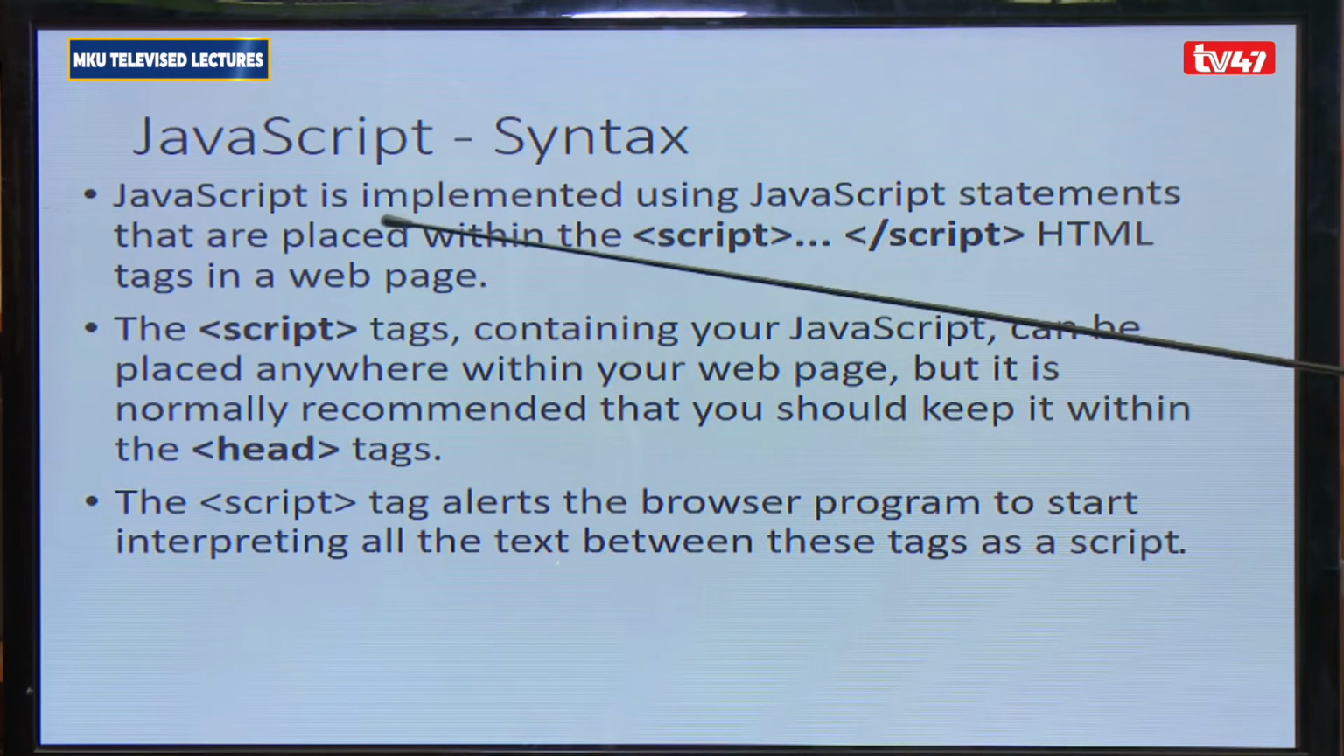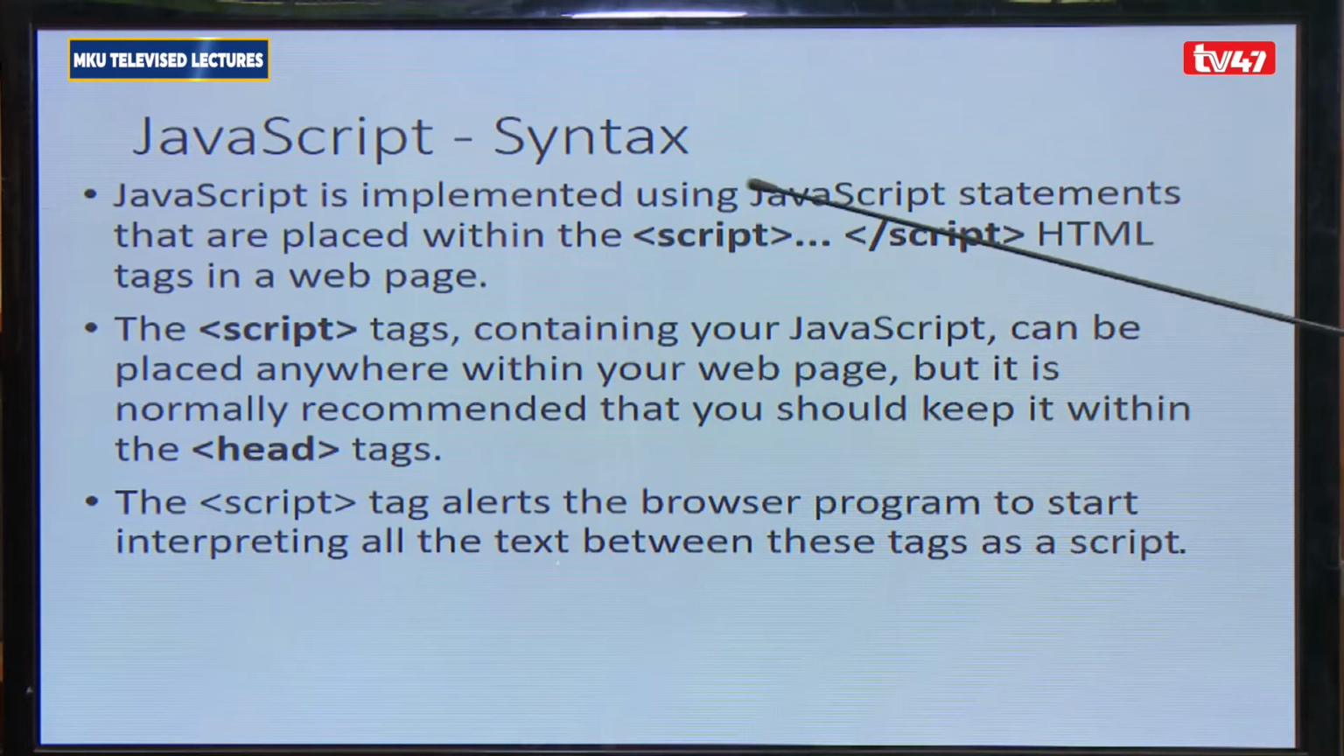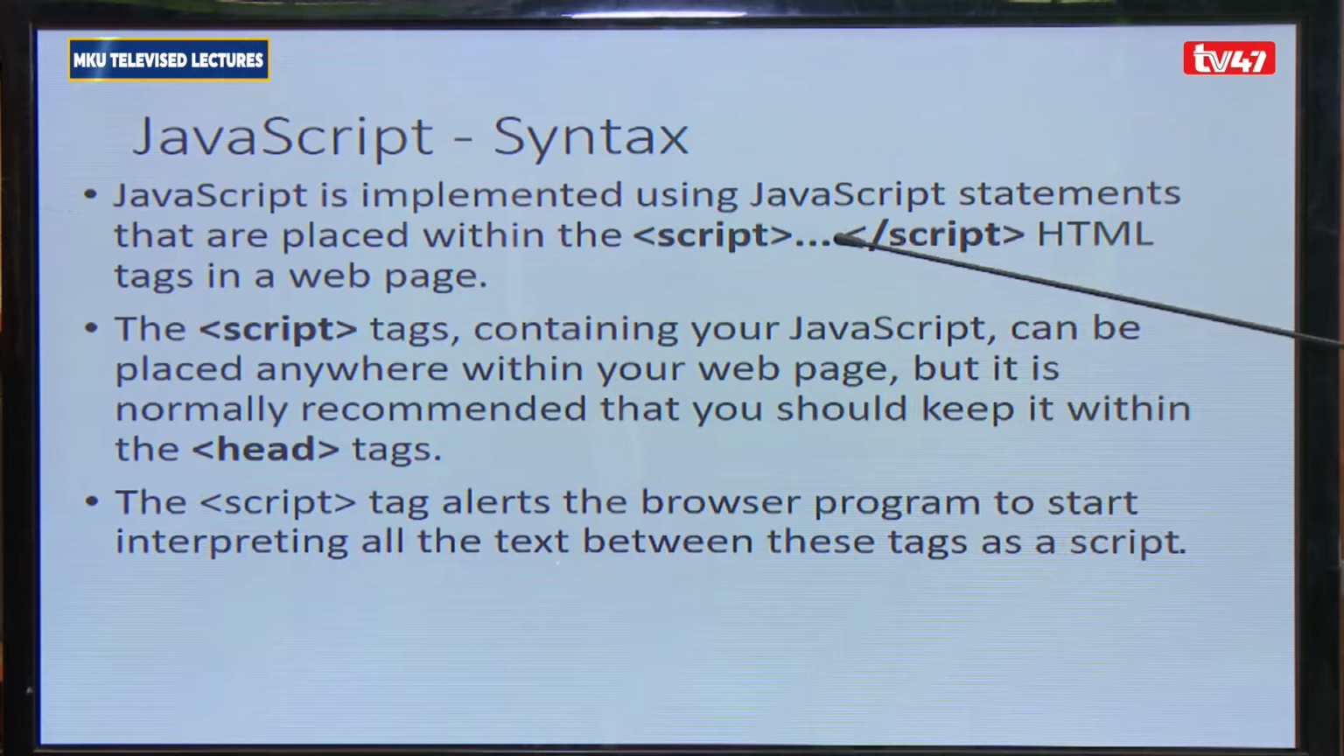JavaScript is implemented using JavaScript statements that are placed within the script tag. Note here, the script tag comes in pairs. We have the opening script tag and the closing script tag that has a forward slash. It's put inside an HTML web page, so it's embedded inside an HTML web page. Your code will be put inside this script tag.